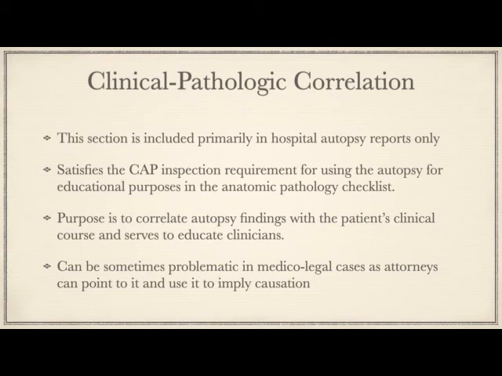The clinical pathologic correlation is something that you will learn to write during residency. This is a narrative summary of the pertinent findings of the report, which is frequently included in autopsy reports generated by a hospital. This satisfies the College of American Pathologists inspection requirement for using the autopsy as an educational purpose. This is a specific numbered item in the anatomic pathology checklist.